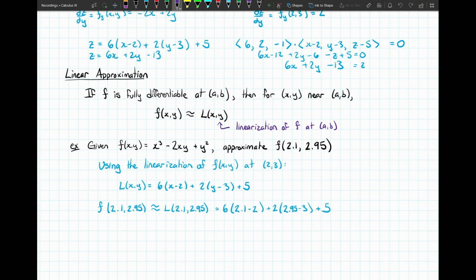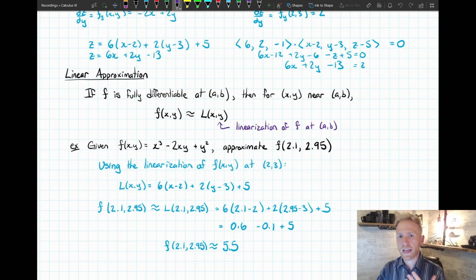And most of this is pretty easy to calculate. 2.1 minus 2, that's a difference of 0.1. Multiply that by 6, we get 0.6. And then we have 2.95 minus 3. That difference is negative 0.05. And then we multiply that by 2, and that is minus 0.1. And then we have plus 5. We don't really need a calculator. That just equals 5.5. And we can say that f at 2.1, 2.95 is approximately 5.5.